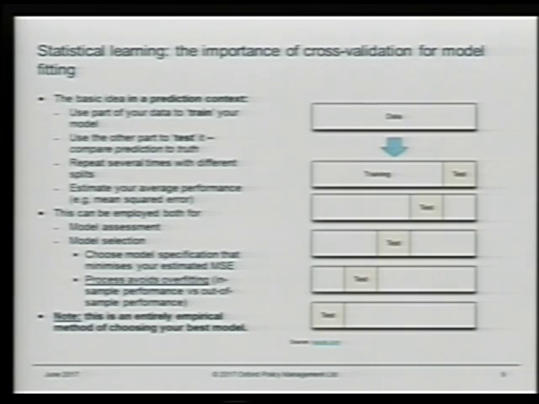The reason why I went through this here on this slide is that I want to emphasize again that this is an entirely empirical method of choosing your best model, right? Note the difference to the classical econometric approach where you would have your data set and you fit your regression in there. You make certain assumptions and that's it, right? But here what you do is you empirically try to find the best predictor or the best model that solves the problem, the estimation problem that you are currently facing.